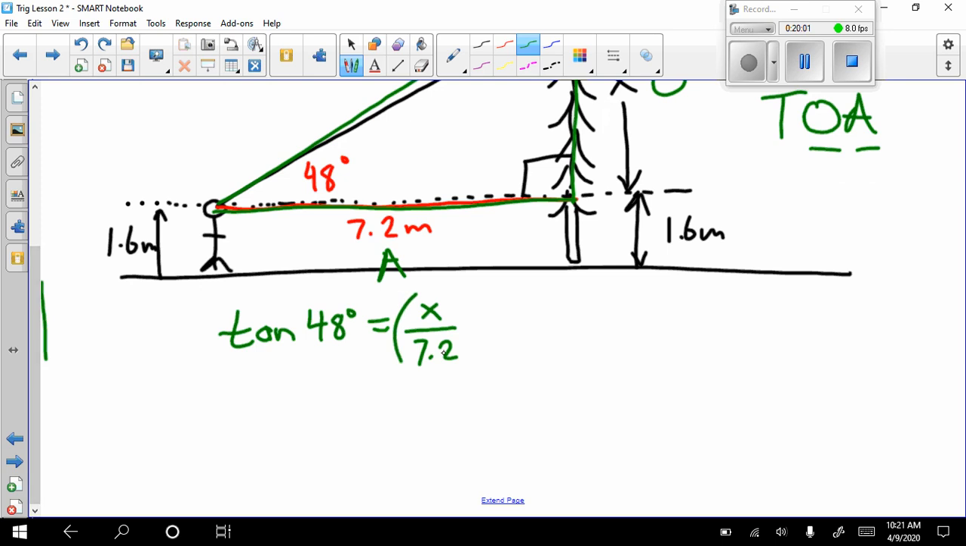So now I want to rearrange this equation to solve for x. And so I'll start by multiplying this side by 7.2, which is the opposite of dividing by 7.2. But whatever I do to one side, I've got to do to the other. So I'm going to multiply that. So there we go. So in this case, x is going to be 7.2 times tan of 48.